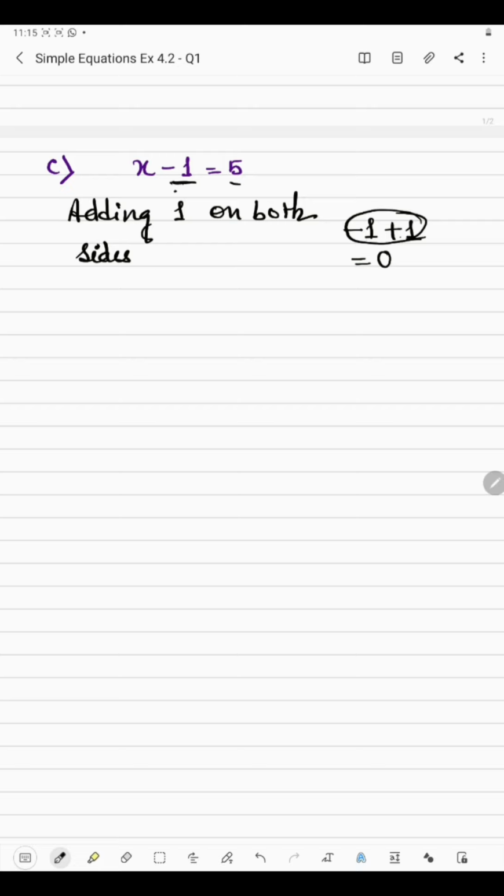So here if you add 1 on both sides, then what will be? X minus 1 was there, if you add 1, then it will be plus 1, and this plus 1 is to be added on the right hand side also. On the right hand side we have 5, so plus 1 is to be added to 5, so it will become 5 plus 1. Now 1 minus 1 is 0, so here we have x only, because x plus 0 is x, is equals to 5 plus 1 is 6. So the value of the variable, which is x here, is 6.